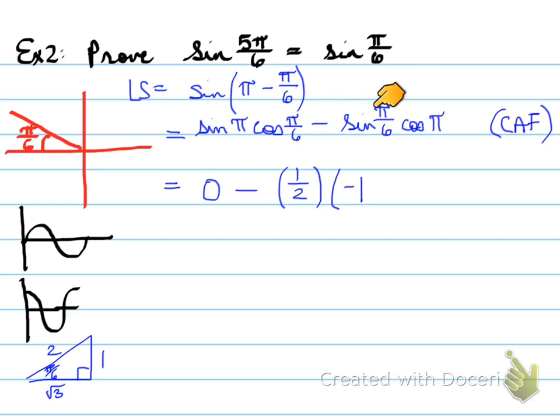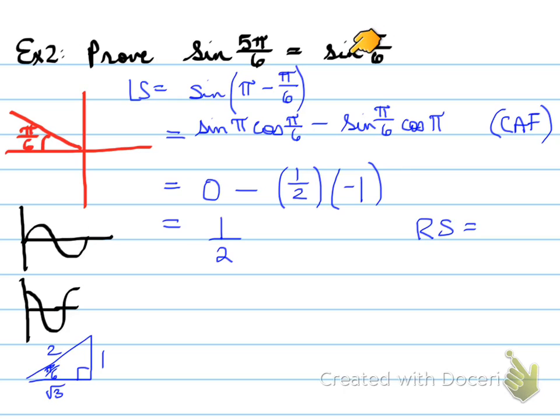Minus sine pi over 6 times cos pi. Sine of pi over 6 is 1 over 2. That's this value here. And times cos pi. Let's look at where cos pi is. Cos pi is going to be down here. What's the value of cos pi? Well, that is -1. So we plug in -1. And now we're going to expand it, and we get 1/2. So what do we see over here? Sine 5 pi over 6 is equal to 1/2.